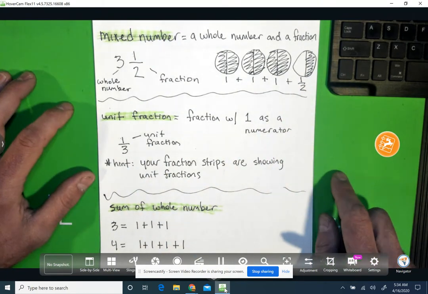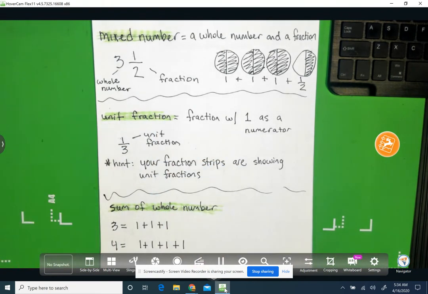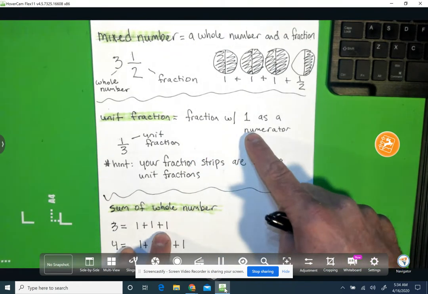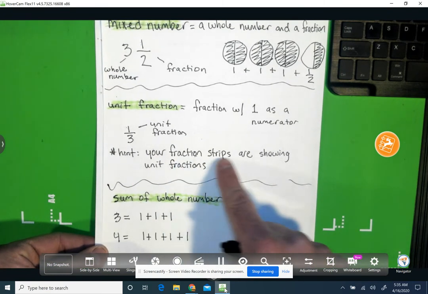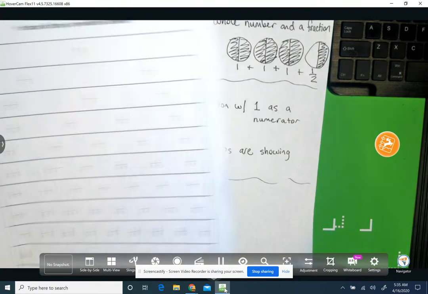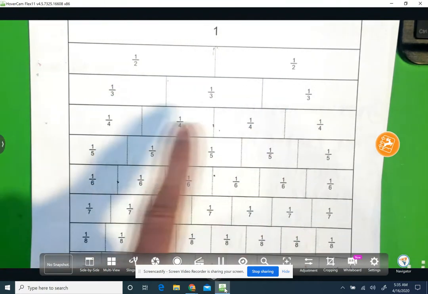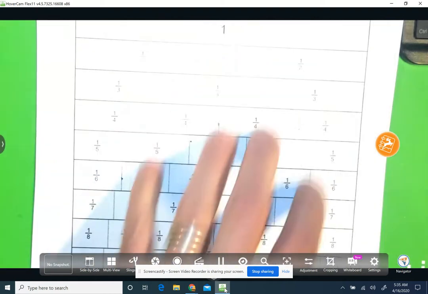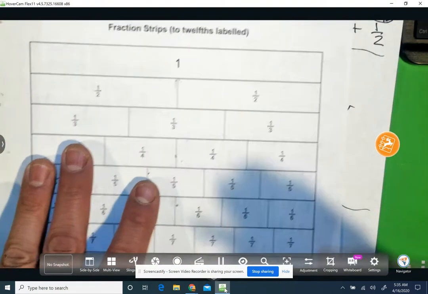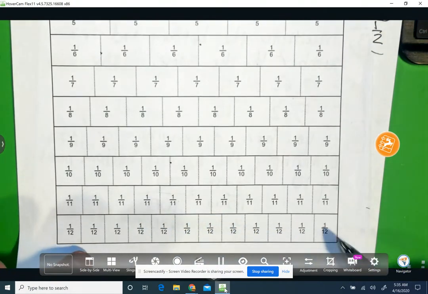Some key vocabulary that we're going to want to understand before getting into this is the idea of what a unit fraction is. A unit fraction is a fraction with 1 as a numerator. 1/3 is a unit fraction. Your fraction strips are showing unit fractions: 1/2, 1/2, 1/3, 1/3, 1/3, 1/4, 1/4, 1/4, 1/4. All of these are unit fractions. They have 1 as a numerator all the way down here.